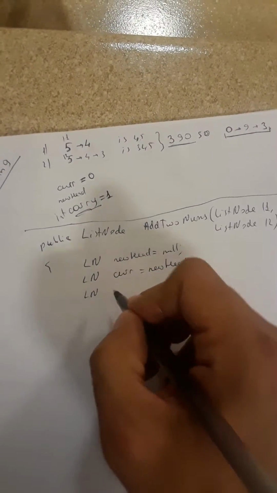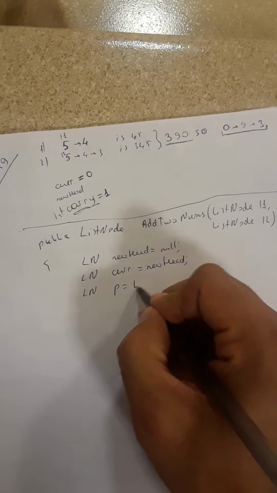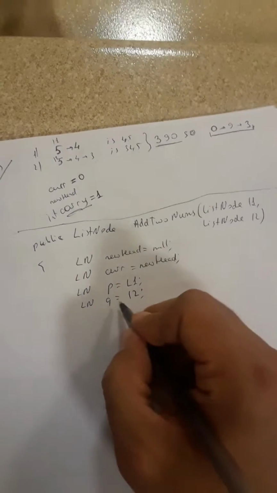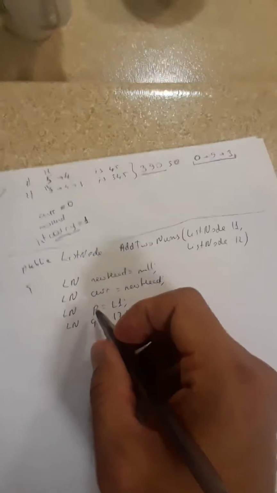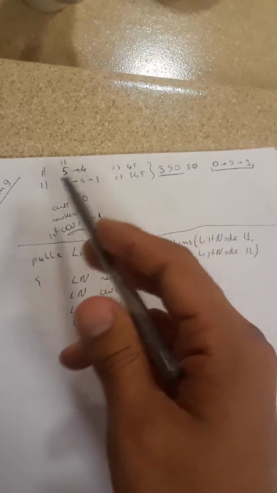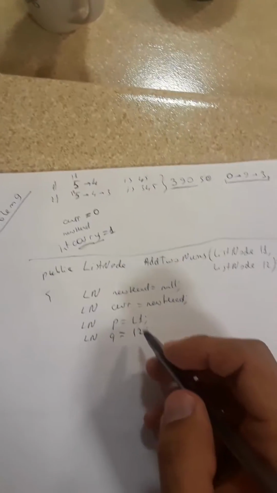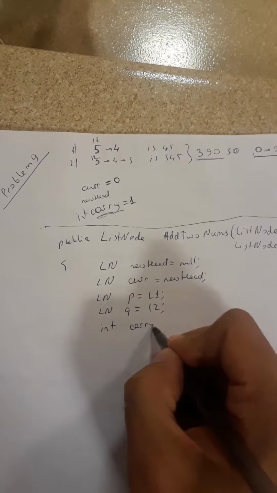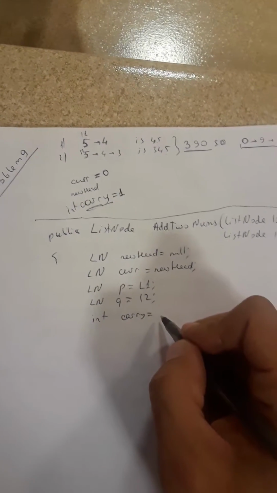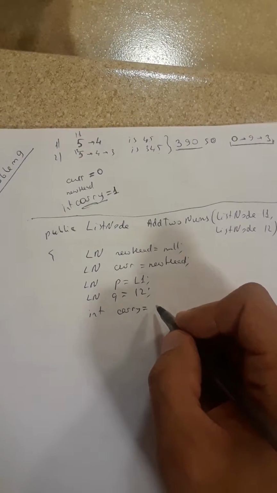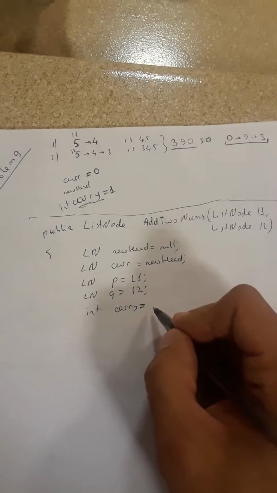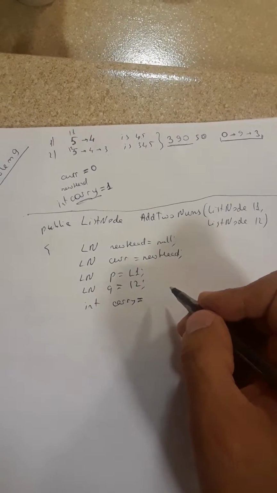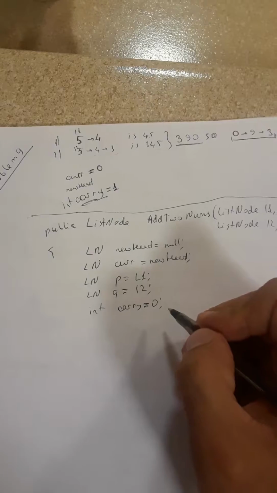And I will also declare nodes P and Q, to use as pointers to traverse through all nodes of the given linked lists. And another variable will be carry, just to store not the remainder but the first digit of the two-place numbers, so the initial value will be null.